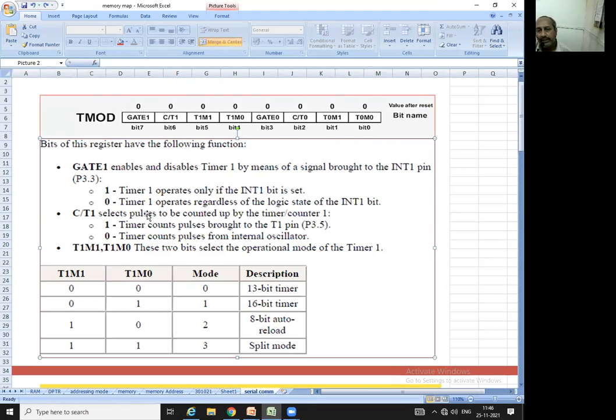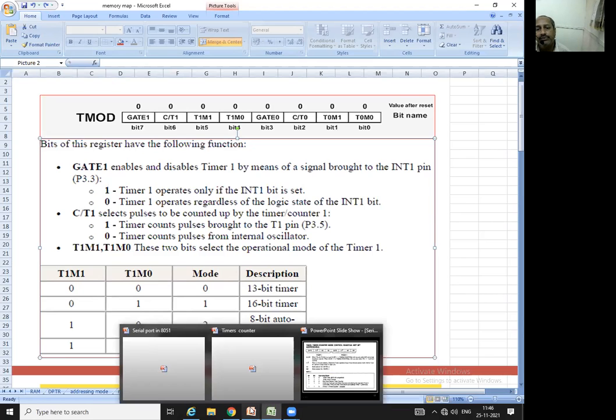For timer 1, it is explained in this slide here. So what is GATE 1? What is C/T, whether to use it as a counter or as a timer? And the next 2 bits, that is T1 M1, T1 M0. So what is their meaning? There are 4 modes of the timer: Mode 0, 1, 2, 3, that is 13 bit timer, 16 bit timer, 8 bit auto reload and split mode. So all we have gone through. Okay, so this is the next register which is related with this particular serial port.